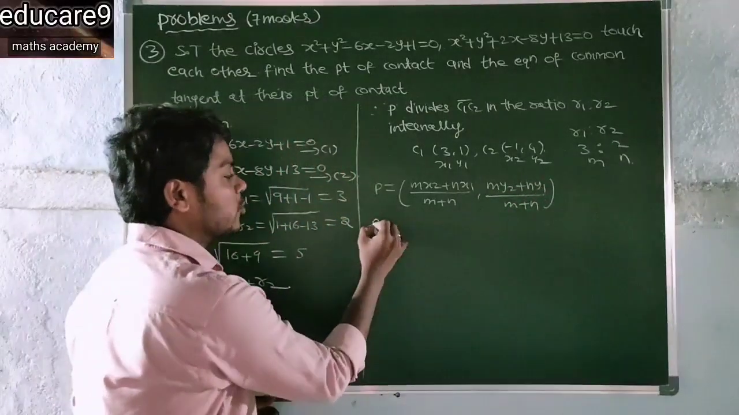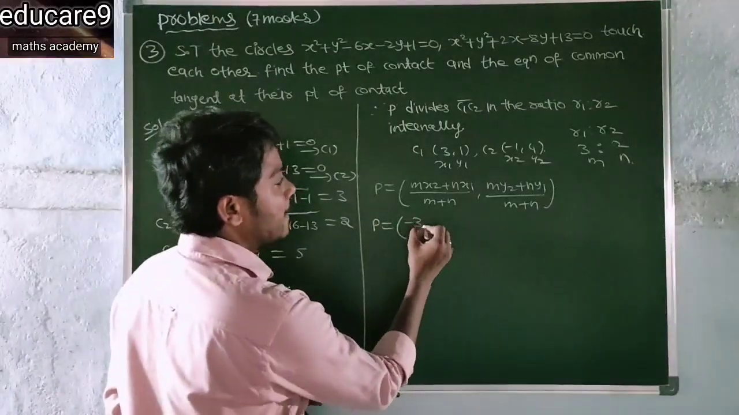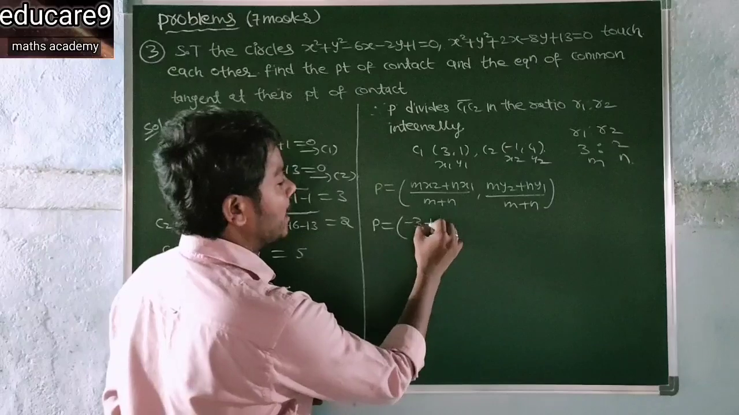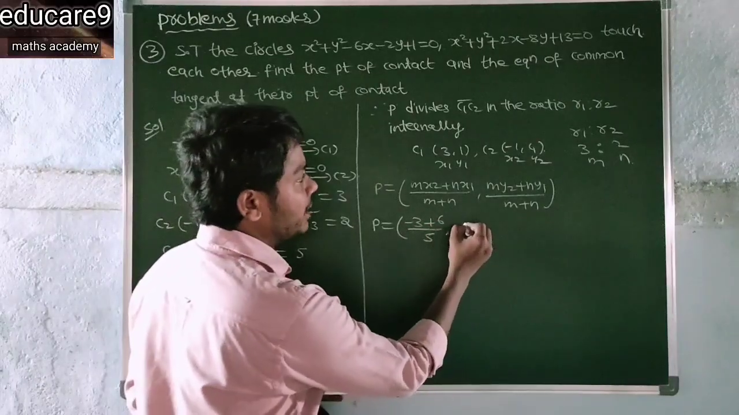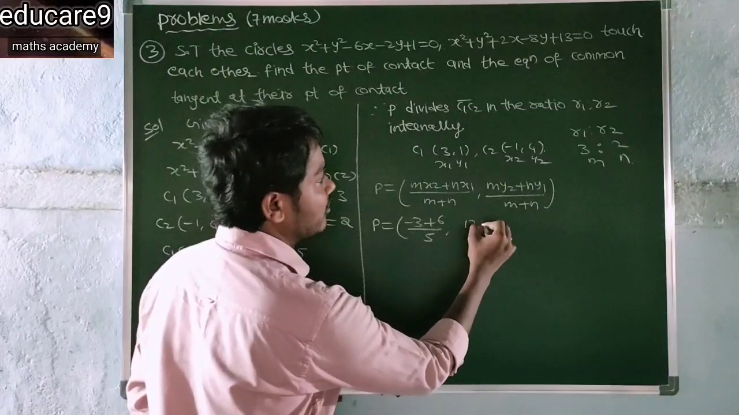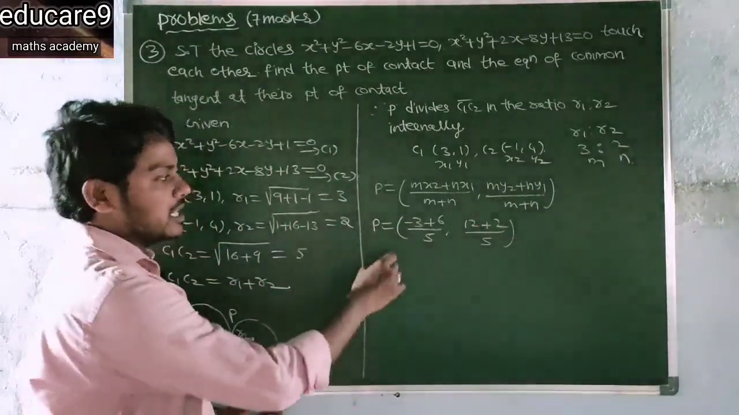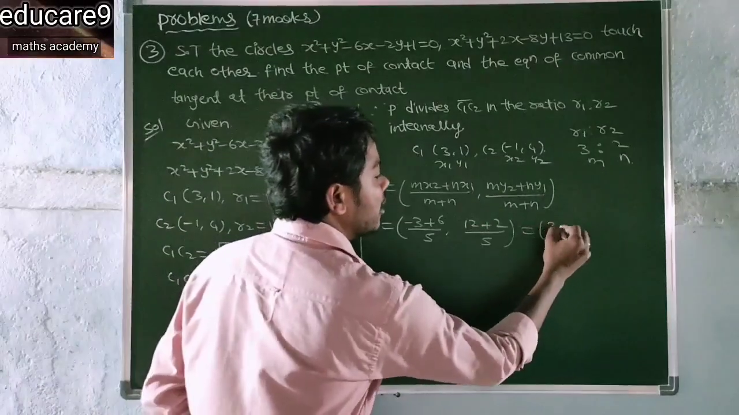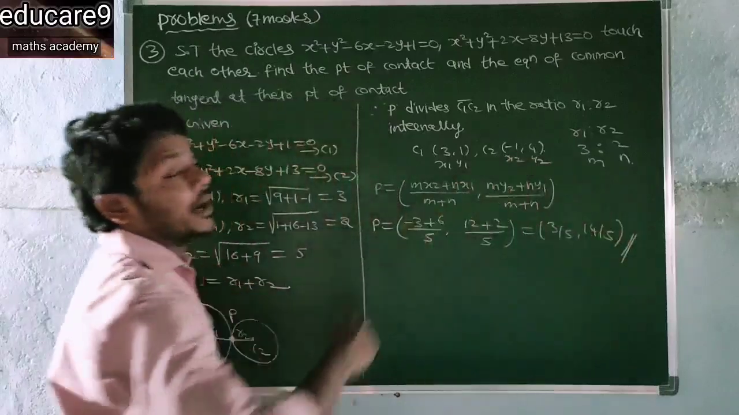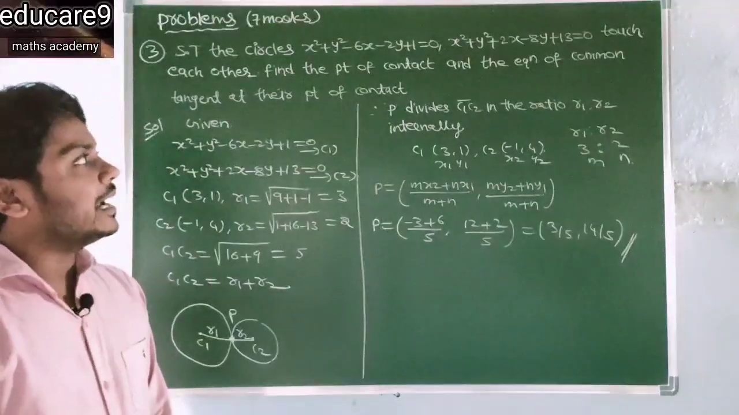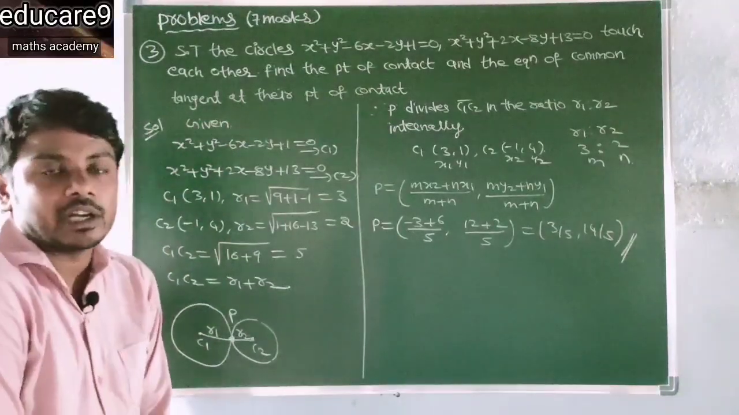So therefore this point P is (M x2 = -3, plus N x1 = 6)/5 and (M y2 = 12 plus N y1 = 2)/5. So clearly this is (3/5, 14/5). So this is the point of contact. And find the equation of common tangent at their point of contact.